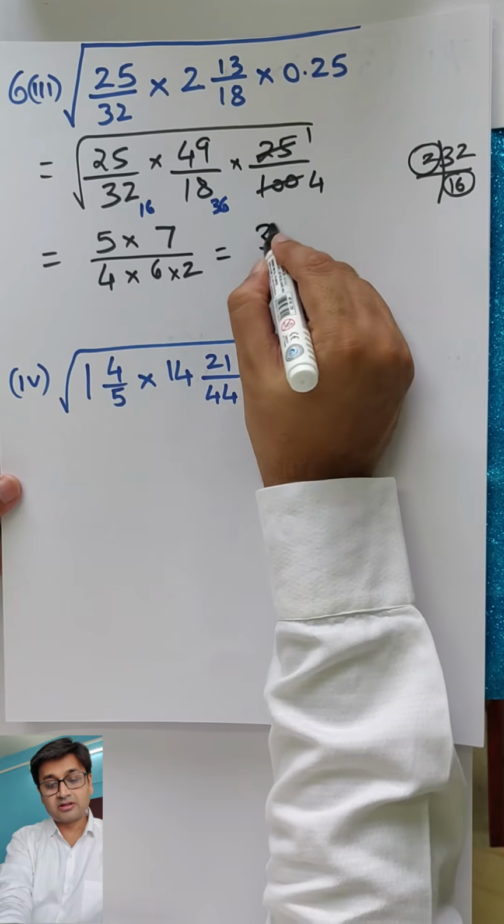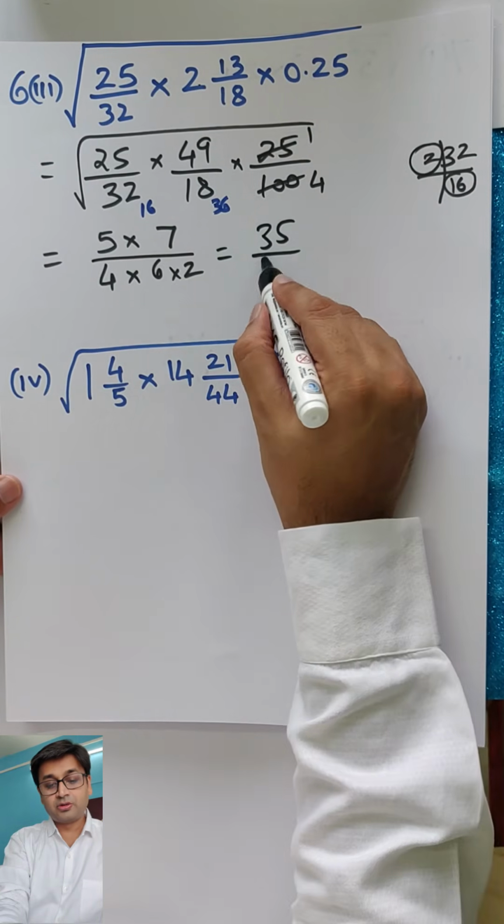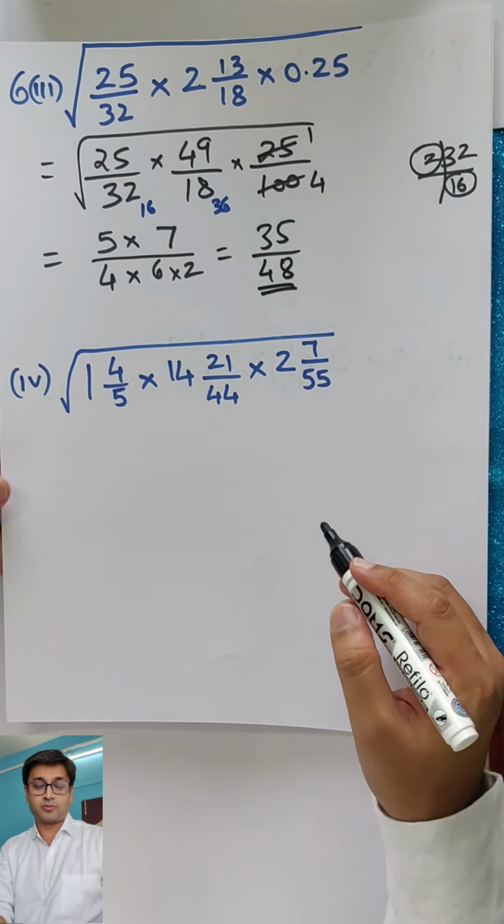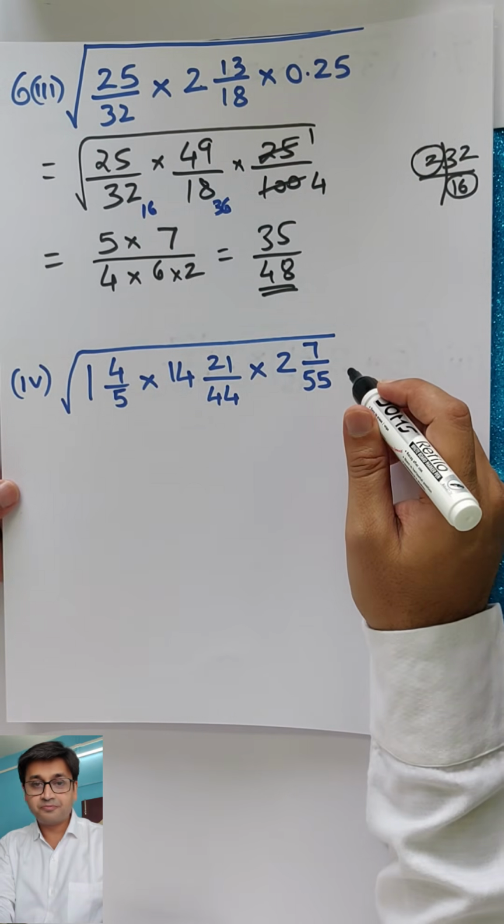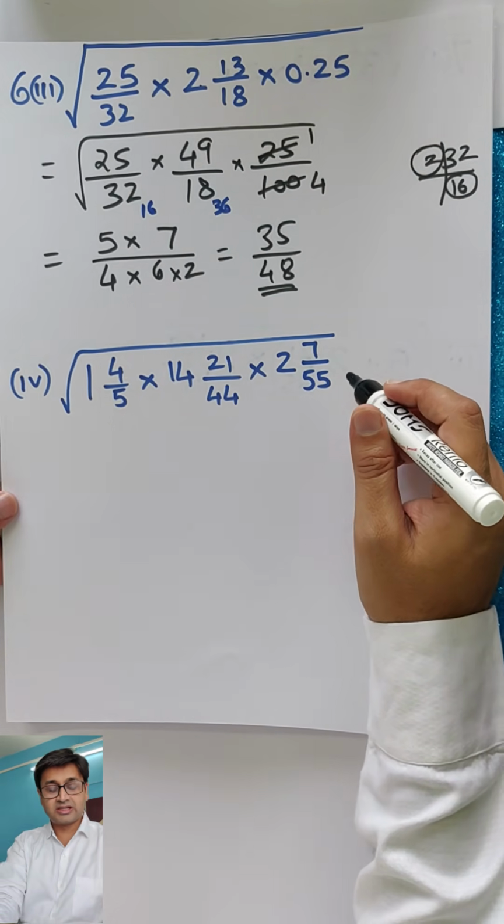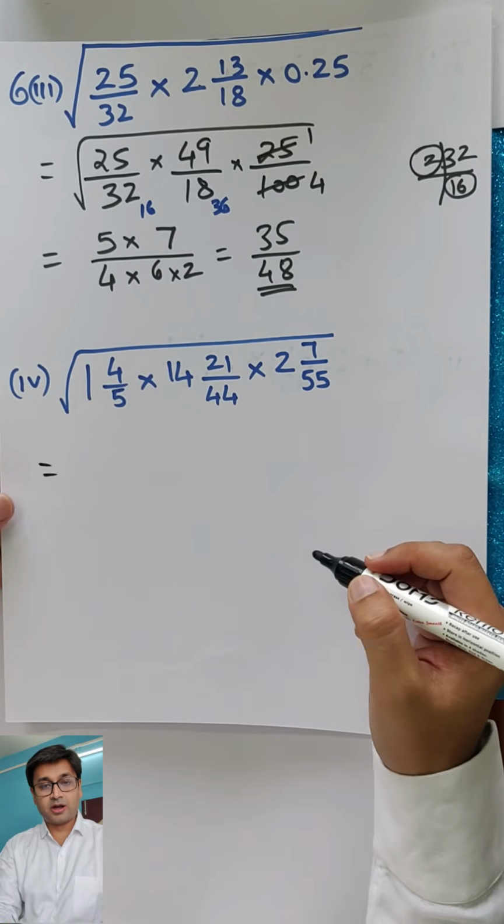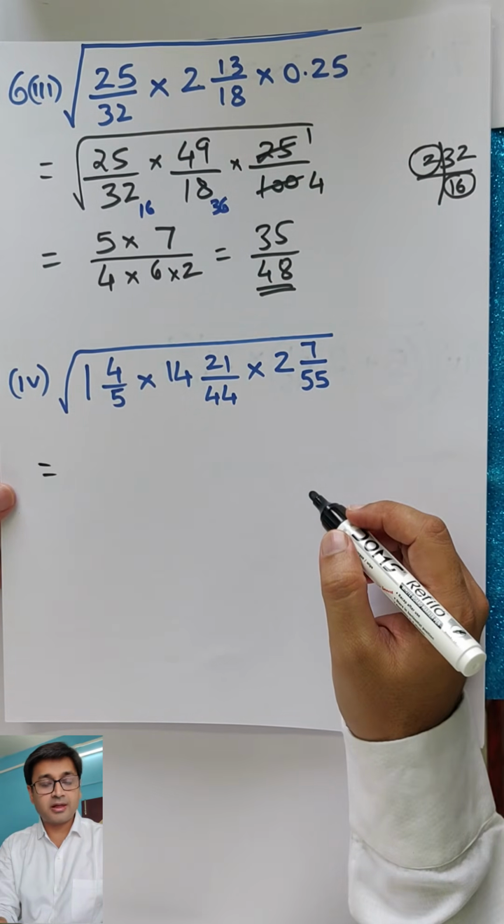Now 7 5s are 35. 24 into 2, 48. Mixed fraction not possible, so leave it here itself. How many got this already without my help? You guys are amazing. Come on, let's go ahead. Hit this one. Pause, try on your own, and then come back.